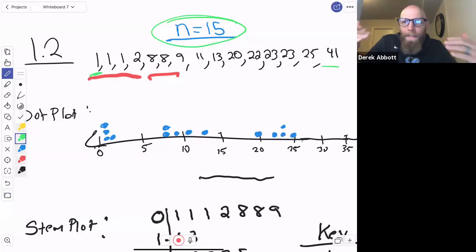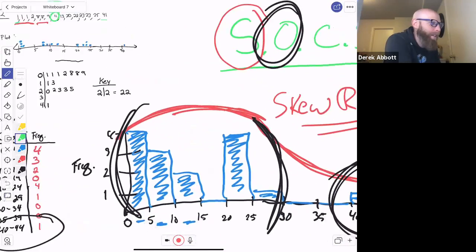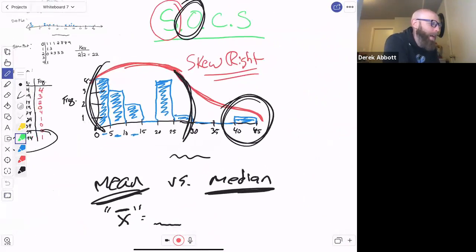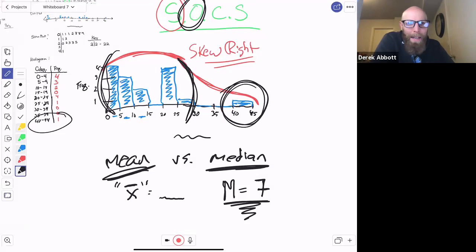Now, the number of values, I don't care what those values are. I just care about what is the actual middle value. So 1, 2, 3, 4, 5, 6, 7. So it's looking like 11 is the median value, right? Because that would give me 7 values on both sides of that. So the median, which usually uses the capital M, is 11. Right? So the median is what we call a resistant value.